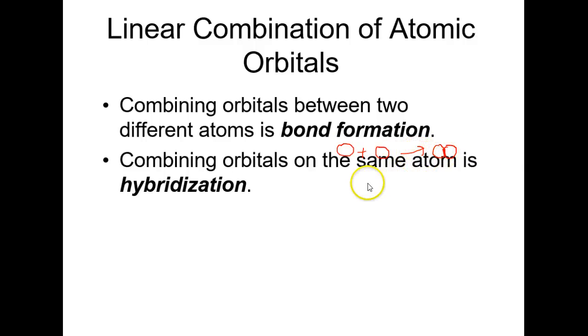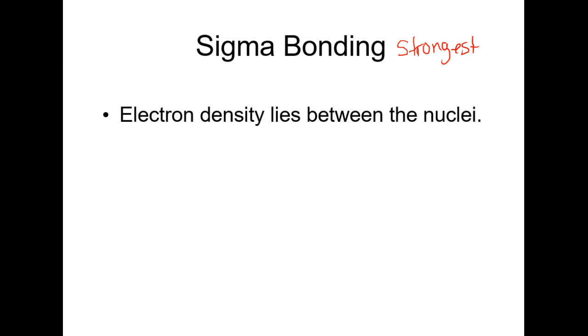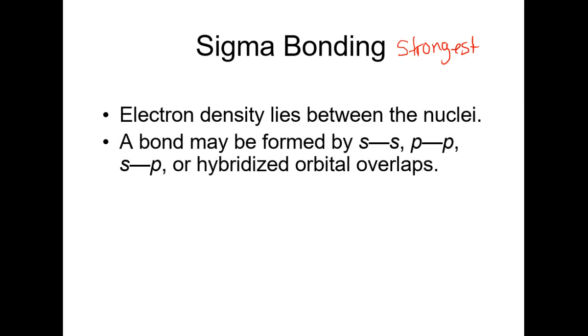When you combine orbitals of the same atom, so if you have carbon and you combine the s orbital with the p orbitals, you have what's called hybridization. We will talk quite a bit about hybridization. There are two types of bonds that covalent bonds can make. One is called a sigma bond, which is the strongest of the two bonds, and the other is a pi bond. In a sigma bond, the electron density lies between the nuclei. Again, we will see examples.